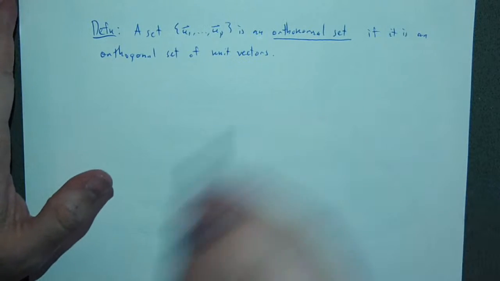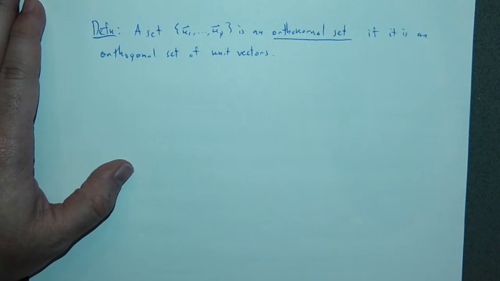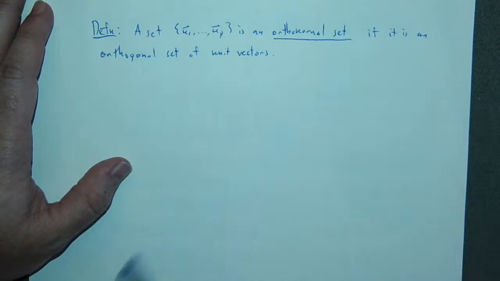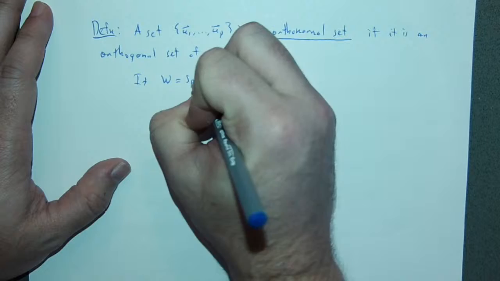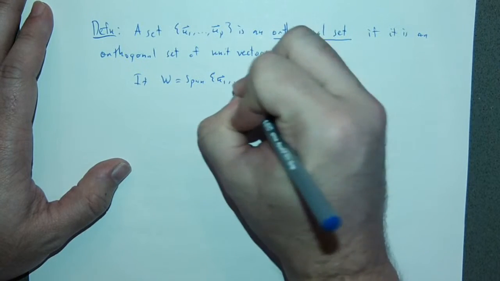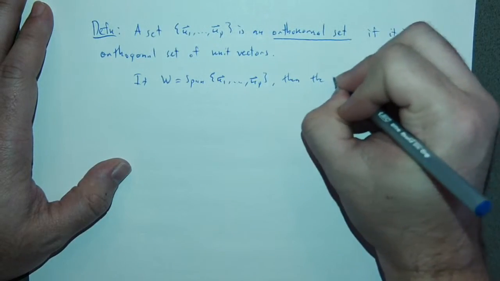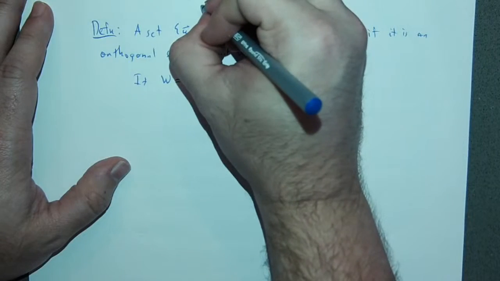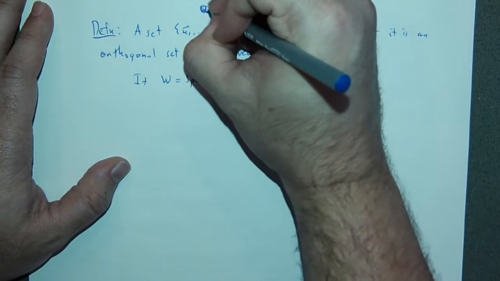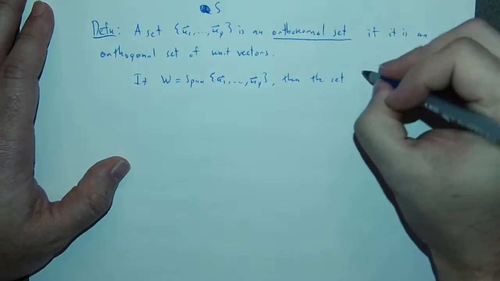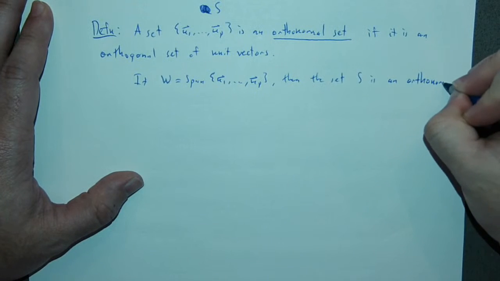And so maybe I'll say here one more thing. I'll say an orthonormal basis is exactly what you think. So if W is the span of that aforementioned set, then the set, whatever, I'll call this U, or maybe S, since I'm going to use U in another way, then the set S is an orthonormal basis for W.